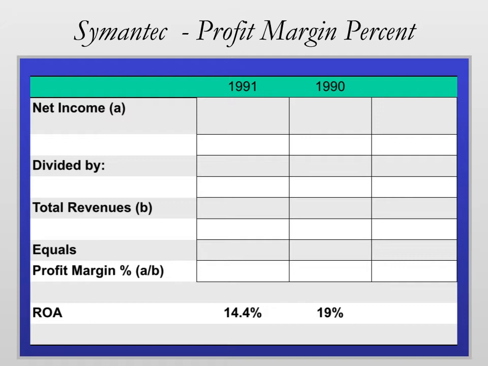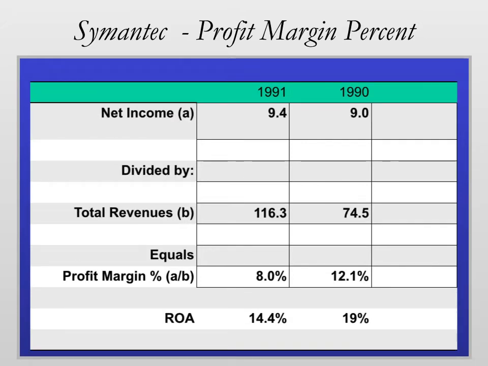Now again, recall the return on assets from our previous podcast, which we calculated for 1990 as 19% or so, and that had declined significantly to 14.4% in 1991. Let's see if this same change occurred with the profit margin.